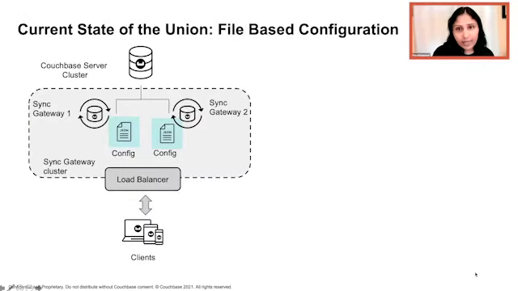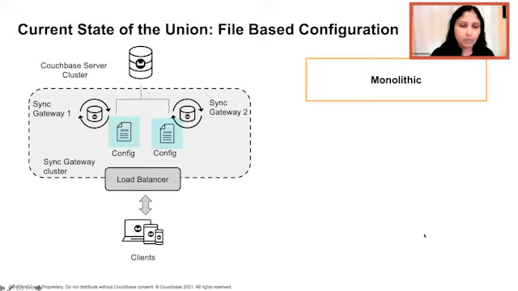Now, if you're working with Sync Gateway, this should be quite familiar to you. Currently, in order to configure the Sync Gateway, the configuration is provided via a JSON formatted configuration file. So you provide that to the Sync Gateway on launch. Now, this configuration file is monolithic, which really means that the entire configuration is provided in this giant configuration file that includes bootstrap information, database information, the access controls, authentication mechanisms, users, etc.